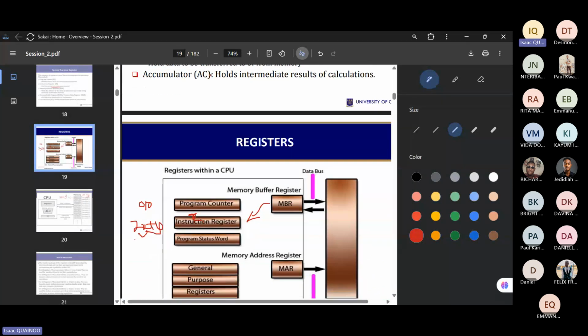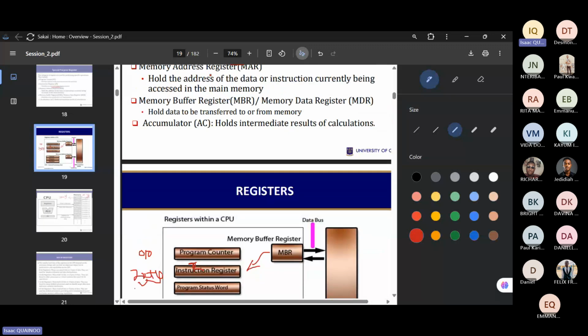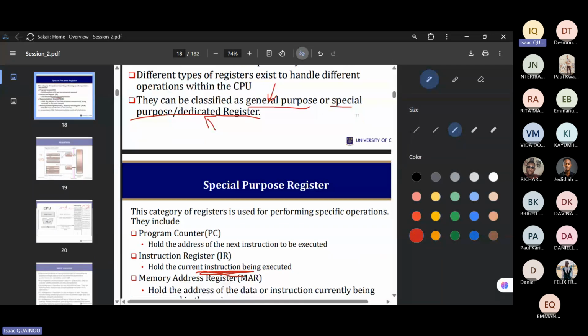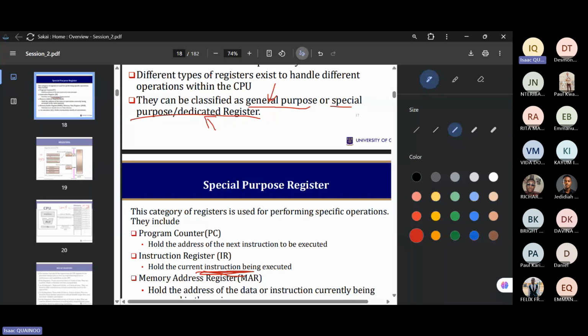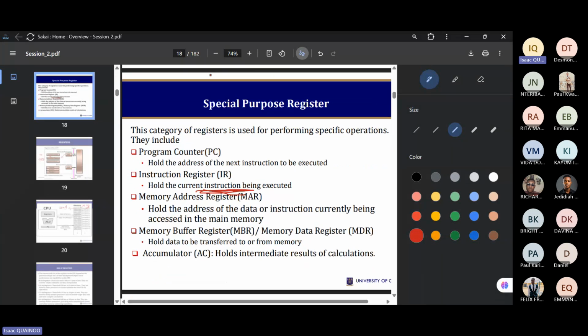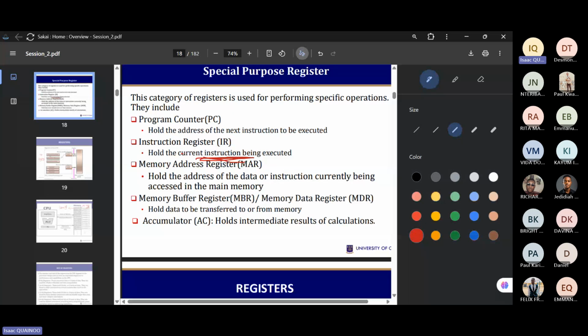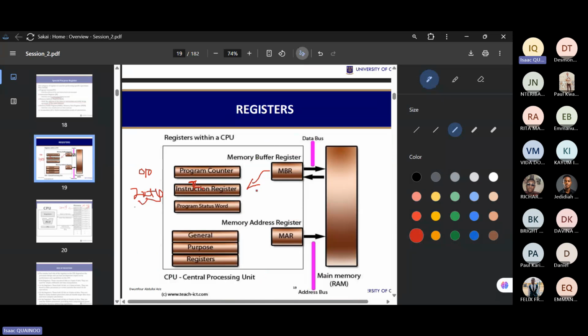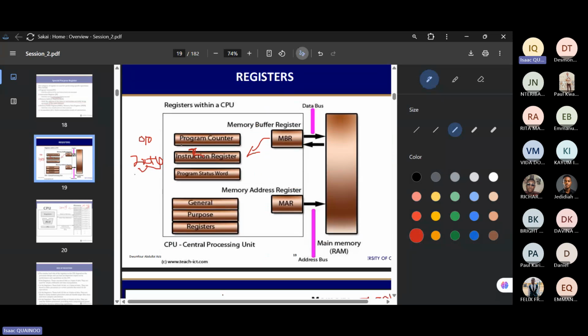So we've now looked at the program counter, we've looked at the instruction register, we've looked at special purpose registers, the difference between them and then general purpose registers also. Now let us look at the next thing, which is the memory address register. It holds the address of the data or instruction currently being accessed in the main memory.